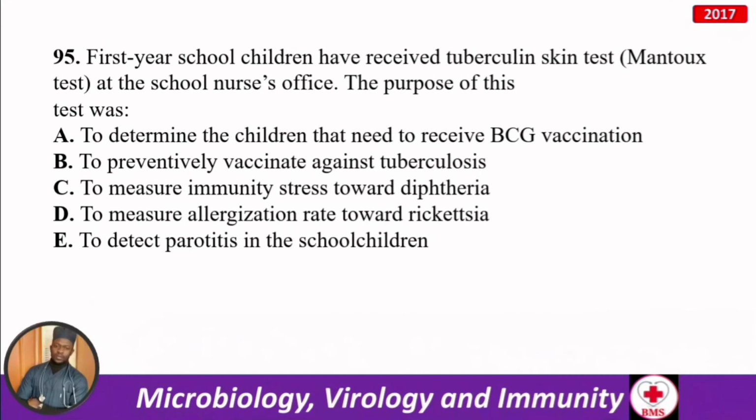First year school children have received the tuberculin skin test, that's the Mantoux test, at the school nurse office. The purpose of this test was to determine the child that needs to receive a BCG. So it's diagnostic, and then for prevention, we'll use BCG vaccination. We covered a question like this, but in this case, it has been twisted a little. Why do we do the Mantoux test? To determine if the person needs BCG vaccination.